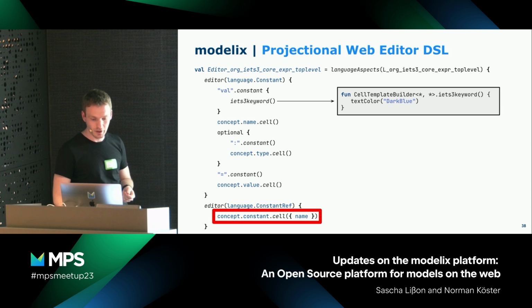This is a reference cell, for example. In curly braces, you just provide a string how to render the reference target. The same string is used in the editor, but also in the code completion menu, making it consistent, avoiding duplication.